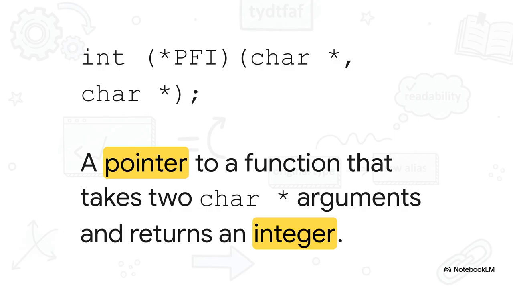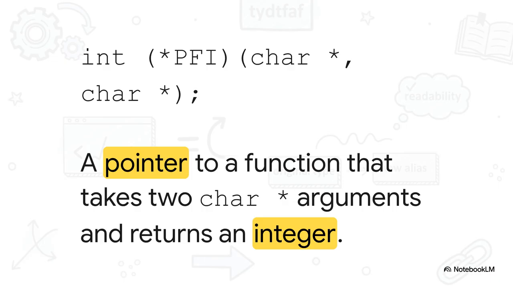At first glance, it's just a jumble of parentheses and asterisks. Now, this is a perfectly valid piece of C code, but you gotta admit, it takes a second to figure it out. It's a pointer to a function. That function takes two character pointers, and it returns an integer. Phew. It works, but readable?